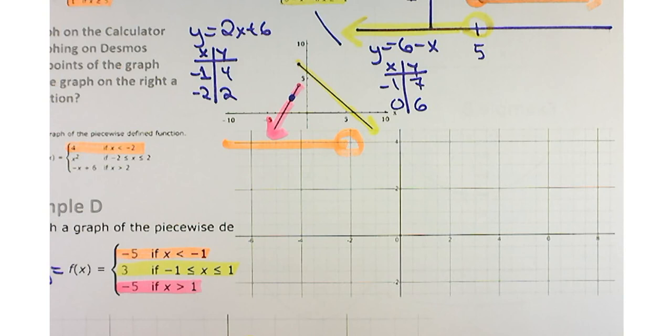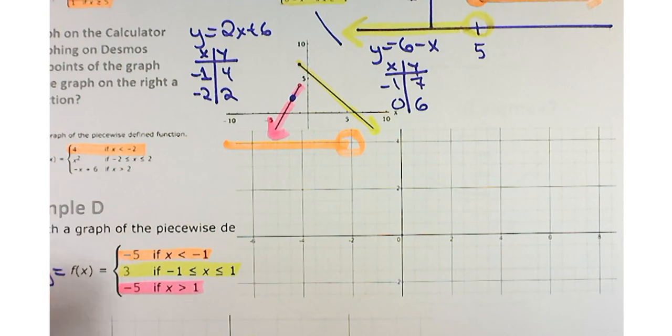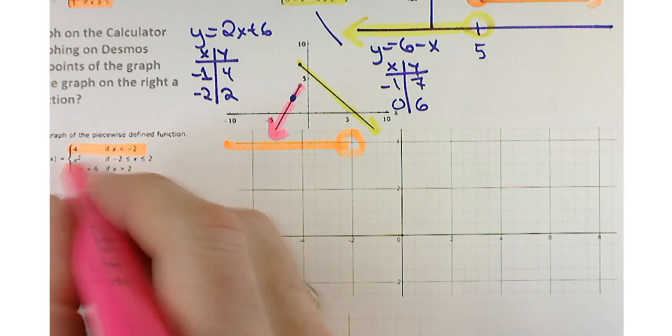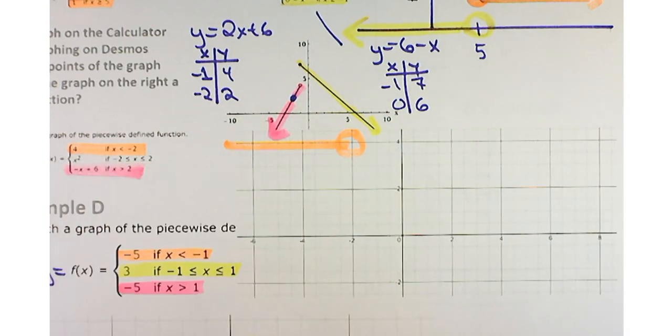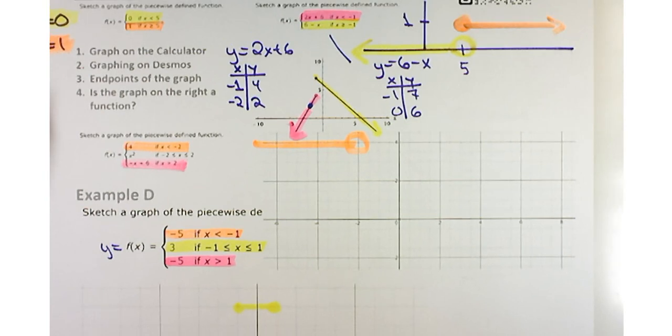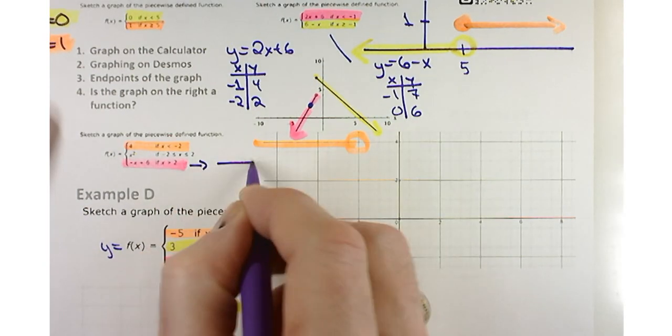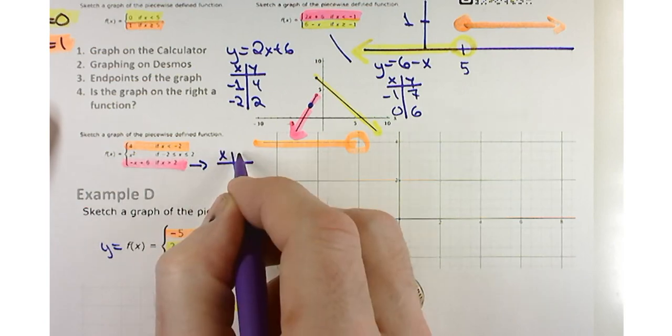Let's take care of this part down here. Y equals -x plus 6 for x greater than 2. This time, unless you want to spend a lot of time with your graphing calculator, let's just plot it. So, x and y.